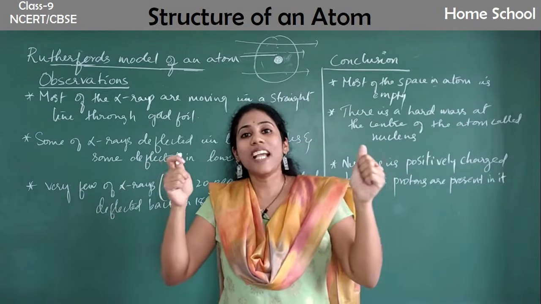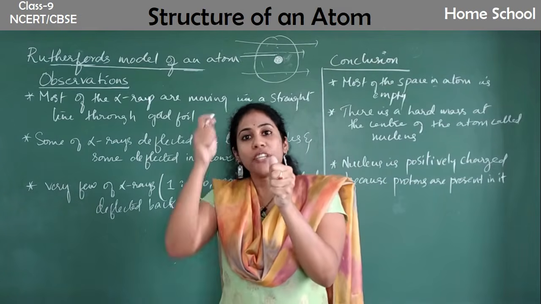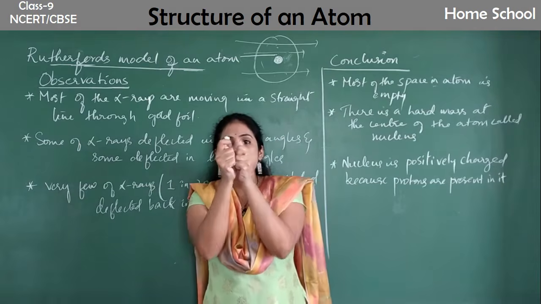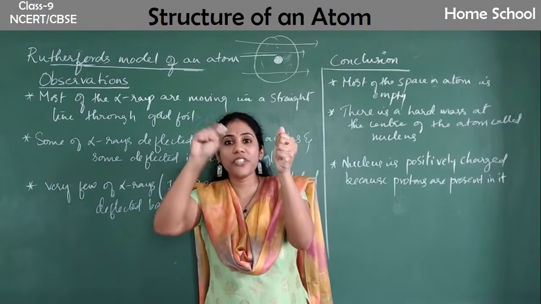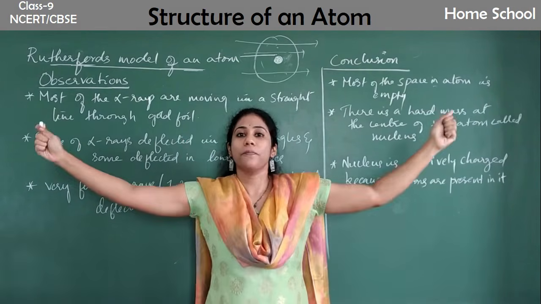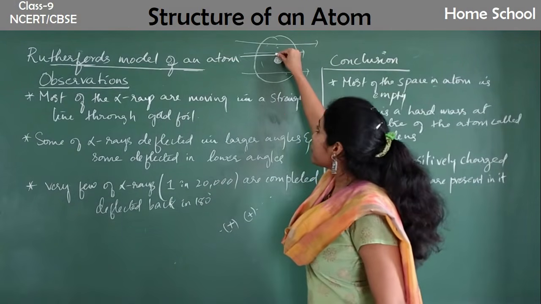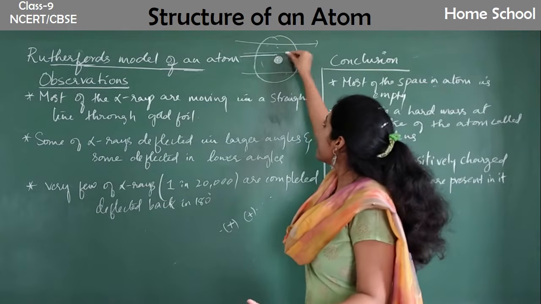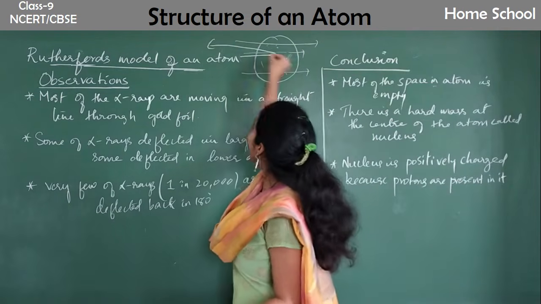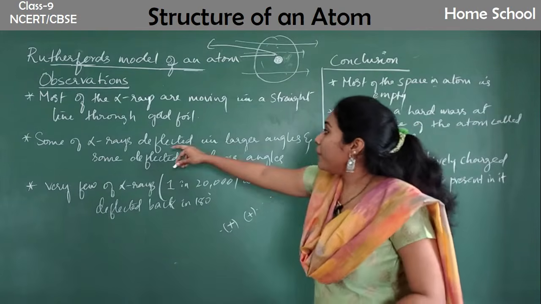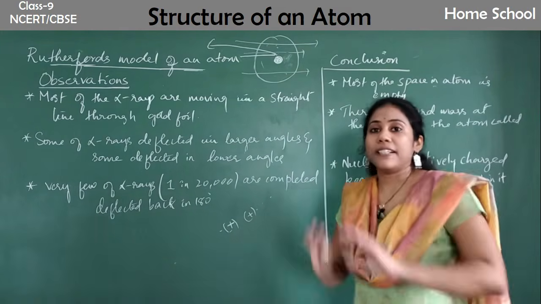Only attraction is possible between a positive charge and a negative charge. If this is a positive charge and this is a negative charge, they attract. But if this is a positive charge and this is also a positive charge, they go back. So the rays which are coming near the positive charge experience repulsion. That's the reason it's not going straight. It is going back. Repulsion is happening. So that's the reason some of the alpha rays are getting deflected.